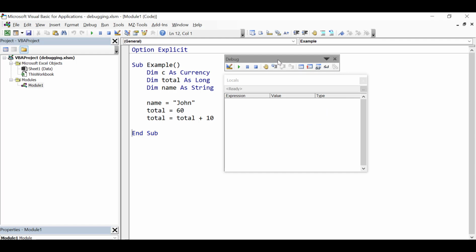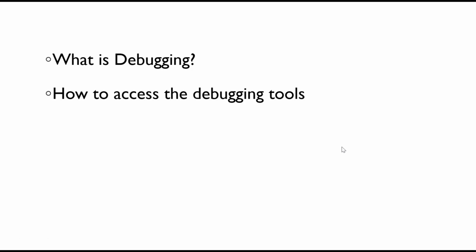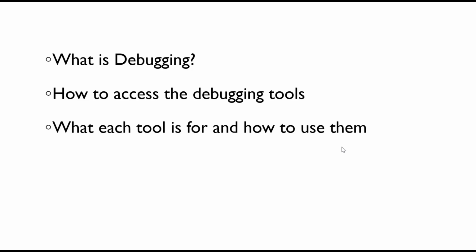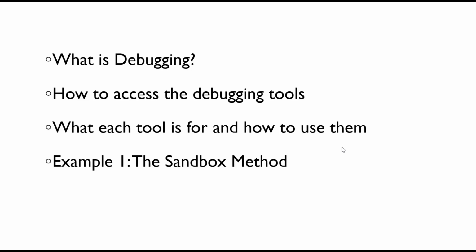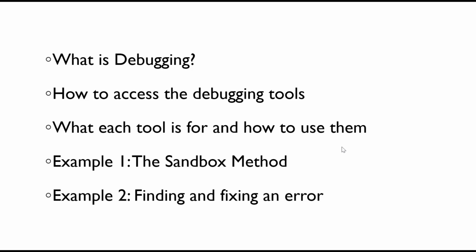So this video will cover what is debugging and why do you need it, how to access the debugging tools in VBA, what each tool is for and how to use them, and then we'll look at putting it all together: the SandBox method, using the SandBox method to dramatically increase your knowledge of VBA, and example 2, finding and fixing an error in VBA using the debug tools. So let's go ahead and get started.